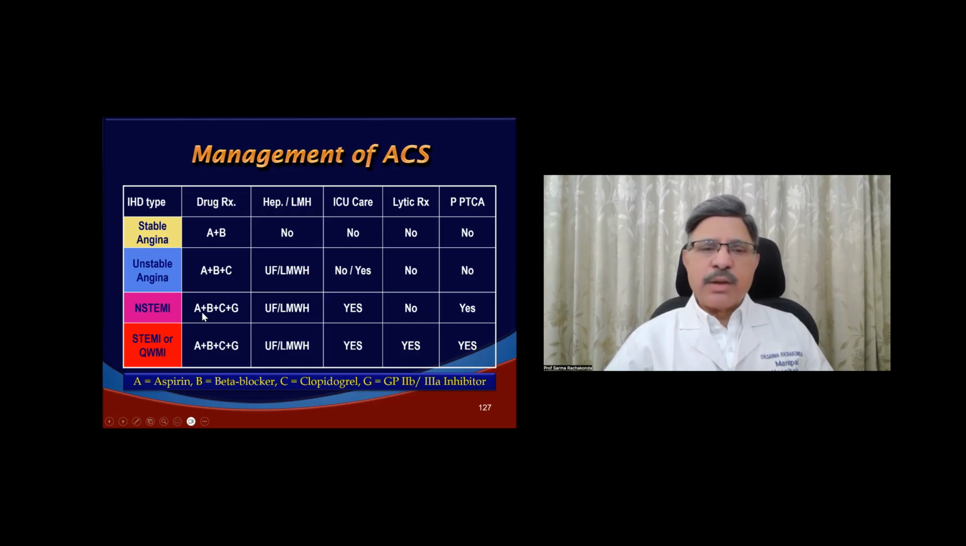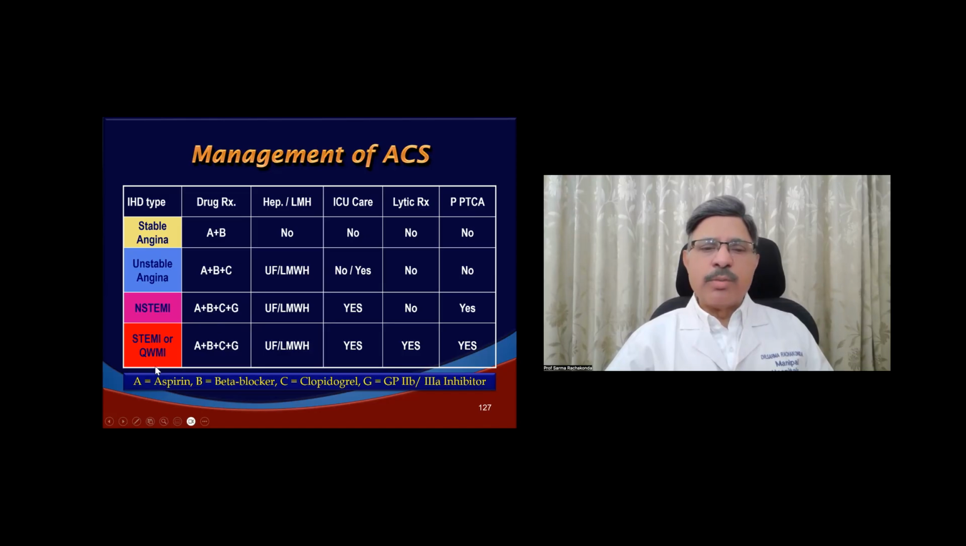If it is NSTEMI: A aspirin, B beta blocker, C clopidogrel, and a GP 2B/3A inhibitor should also be added. Unfractionated heparin or low molecular weight heparin should be given. ICU care is a must for NSTEMI. We should not lyse the patient. Primary PTCA you can attempt as early as possible.